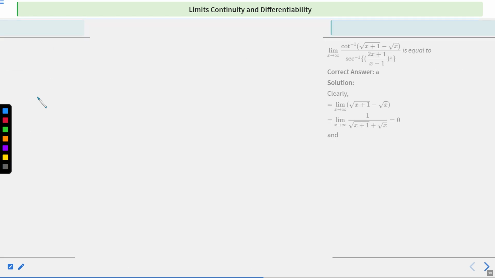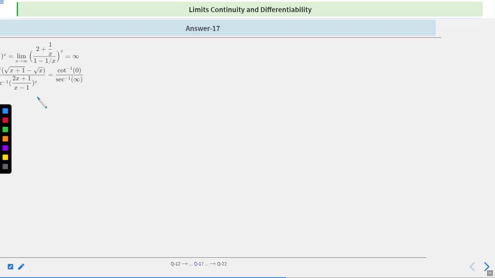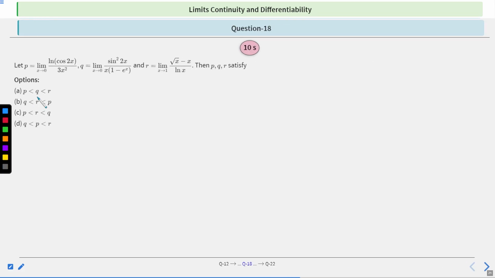Okay, let's move to the next question. Question number 18, which says: let p is equal to limit x tending to 0 ln cos 2x upon 3x square, q is equal to limit x tending to 0 sin square 2x upon x into 1 minus e to the power x, and r is equal to limit x tending to 1 root x minus x upon ln x. Then p, q, r satisfy. So you have 10 seconds to solve this question. After 10 seconds, we will discuss the solution.